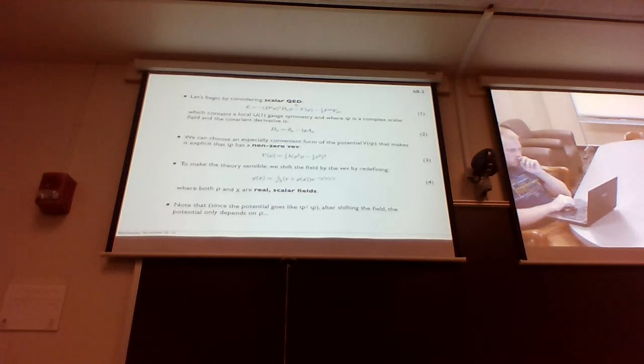And you can generate masses for the fermions using a Yukawa type interaction. I don't know if I'll get to that, but I think it's in here. So our covariant derivative is just the normal QED one. And I'm going to choose this potential to have a non-zero VEV, to have some VEV that's not zero.